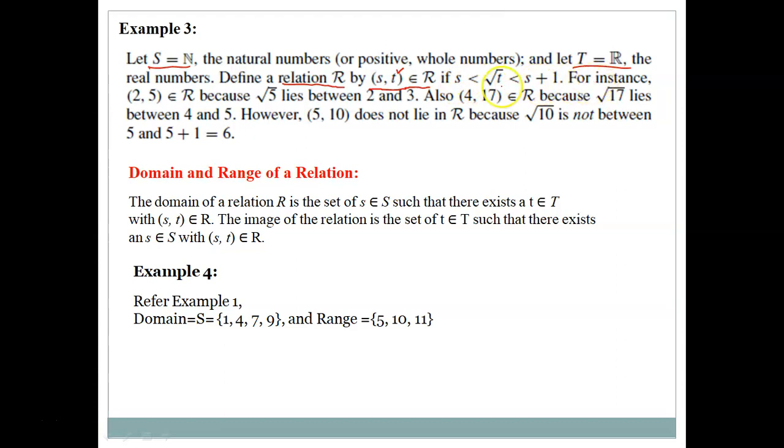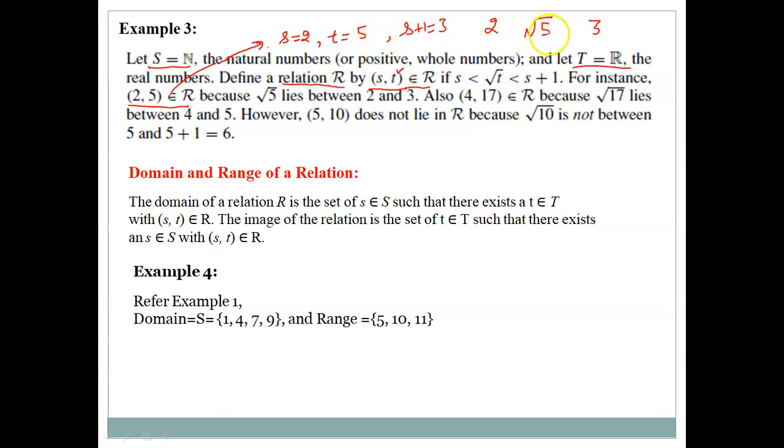For instance, (2, 5) belongs to R because in this case I can say that s is 2 and t is 5. If I take s plus 1, that is 3, so I have to check this 2 here and this 3 here, and now I'm writing here root 5, that is root t.